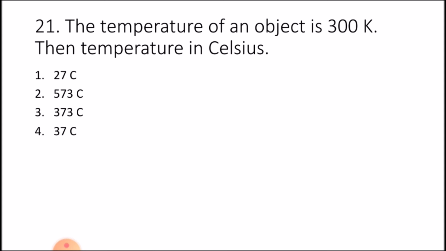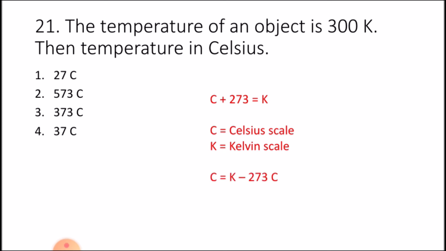Question number 21. The temperature of an object is 300 Kelvin. What is the temperature in Celsius? We use different scales to represent temperature. One is Celsius, another is Kelvin, and the final one is Fahrenheit. But the standard method is to represent it using the Kelvin scale. If we add 273 to the Celsius scale value, we obtain the Kelvin scale. So from this relationship the answer is 27 degrees Celsius. Therefore the first one is the answer.